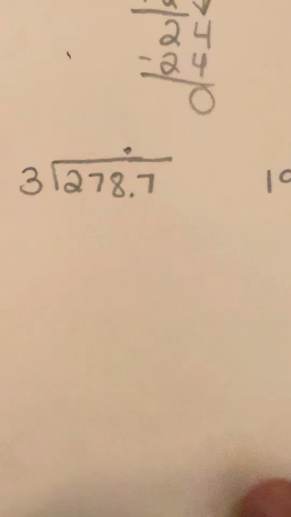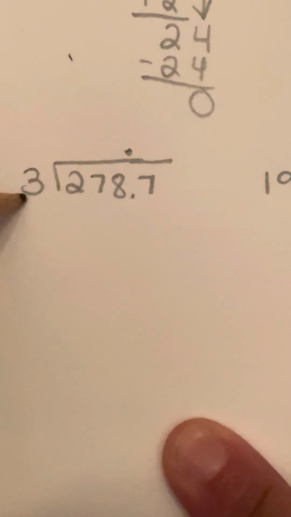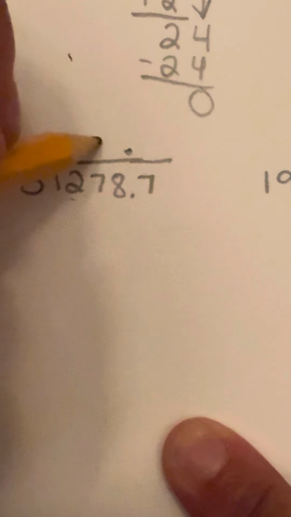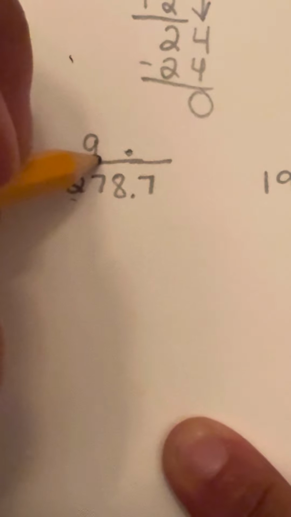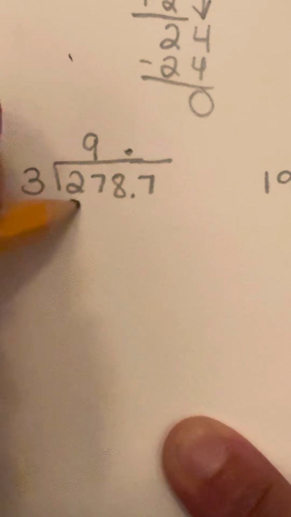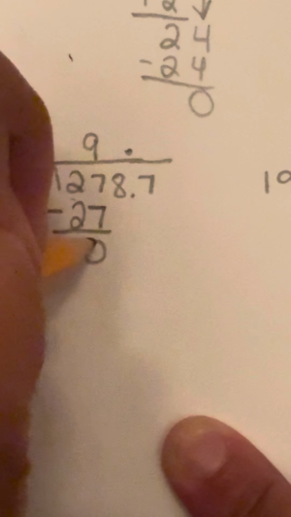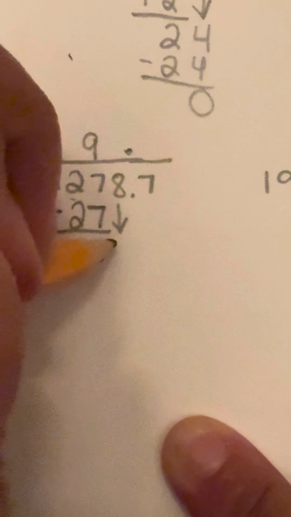So we're going to put our decimal where it belongs, which is going to be right here. So we're going to just put it right above so we know it's there. And we're going to start doing our problem. Now we can't go into 2. 3 can't go into 2, but it can go into 27. It can go in 9 times. So that's going to be 27, nice and even. 27 minus 27 is 0. And then we're going to bring the 8 down.